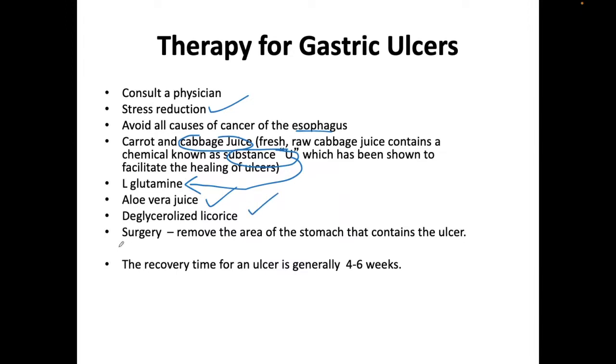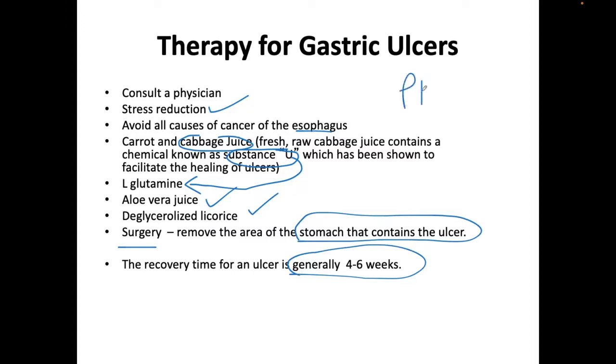And if that doesn't work, then there's a last resort of surgery to remove the area of the stomach that has the ulcer. Because the stomach is made up of epithelium, it does take a little bit of time to heal, 4 to 6 weeks. What is typically used, again, those proton pump inhibitors to try and decrease the amount of acidity, or they use H2 histamine, H2 blockers.